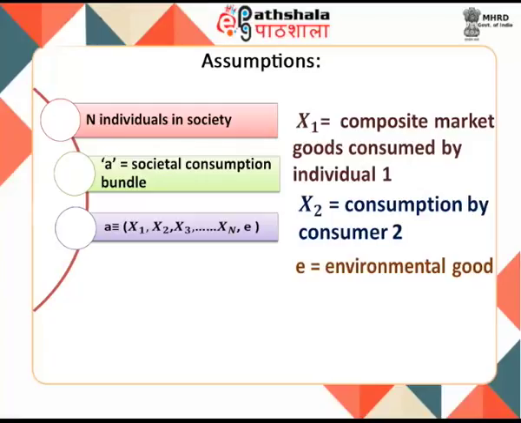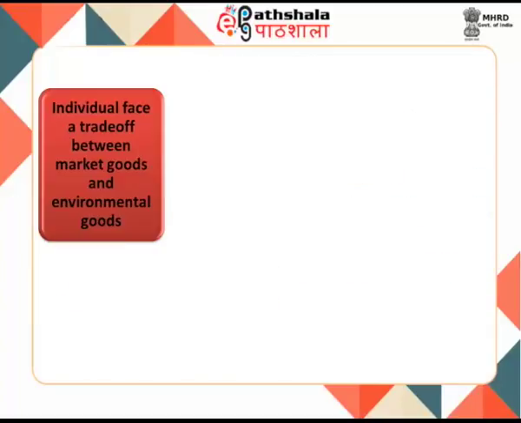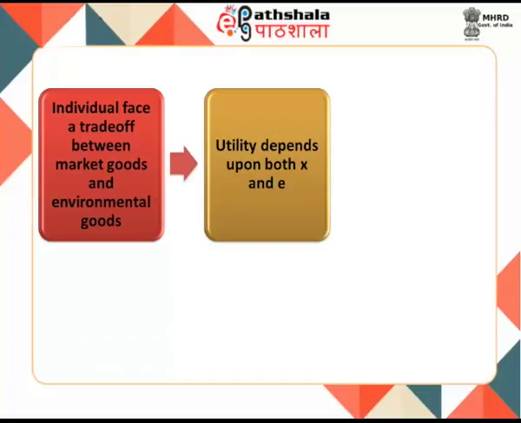Similarly, another societal consumption bundle A' will be represented by A' = (x1', x2', ..., xn', E'). Each individual is facing a trade-off between market goods and environmental goods. Their utility depends upon both X and E.